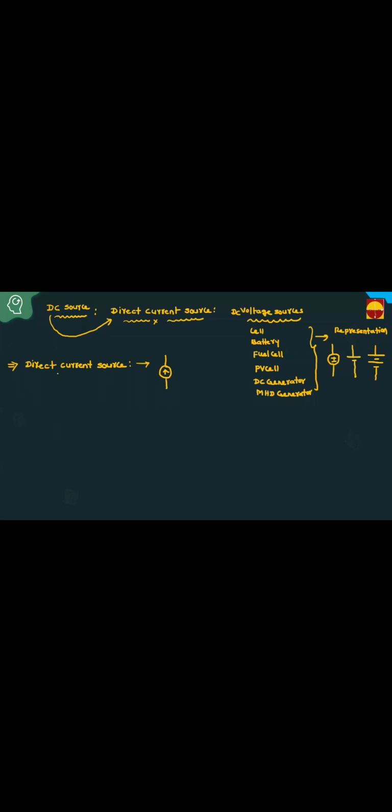The representation. But you know that practically the current sources are not available. A voltage source in series with a large inductor is equivalent to current source. Equivalent. Now here I have to explain what are the properties of DC supply. Properties of DC supply.